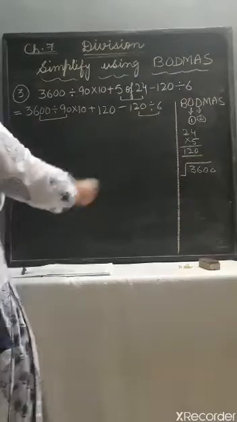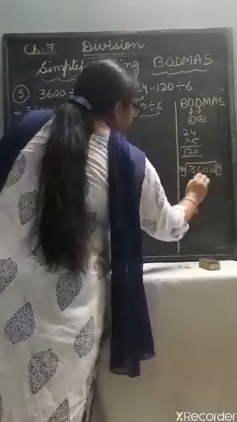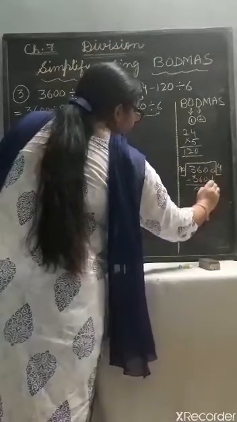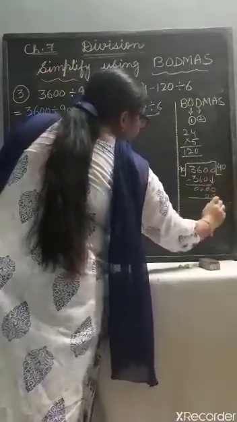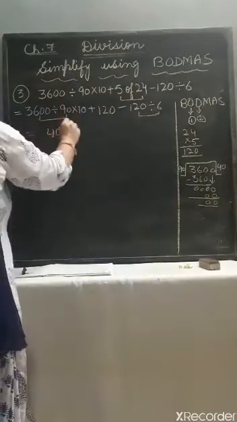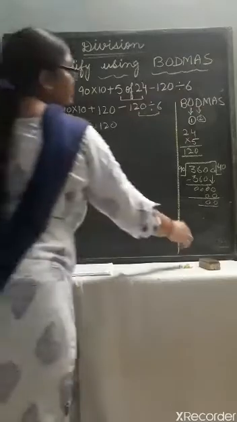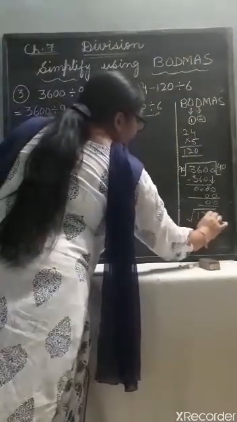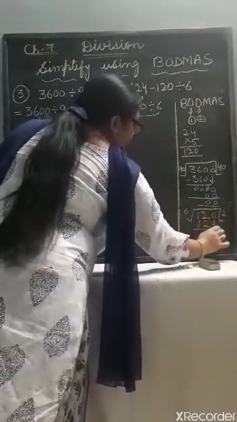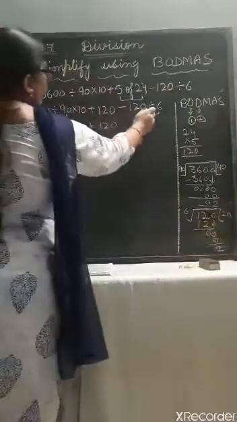3600 divided by 90. 9 fours are 36. 360. Bring down 0. 90 zeros are 0. This is 40. Multiplied by 10 plus 120. Now 120 divided by 6. 6 twos are 12. 6 zeros are 0. Answer is 20. We will write 20 here.